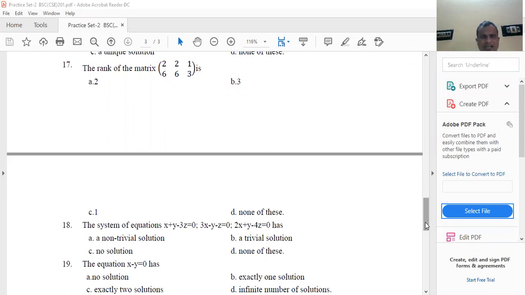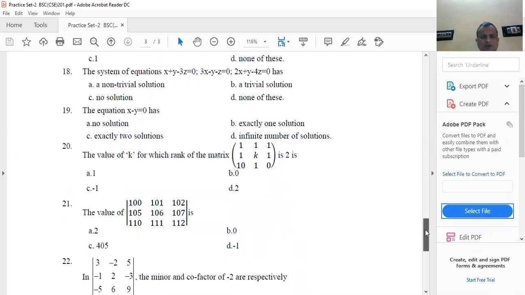The system of equation has a... In this case there is something to say. In this question, having a non-trivial solution or not depends on what? If we consider a homogeneous system of equation, if the coefficient determinant value equals 0, then we say that the homogeneous system of equation has a non-trivial solution. If the coefficient determinant value is not equal to 0, then we say that it has no non-trivial solution. So for this problem you have to check whether the coefficient determinant value equals 0 or not.